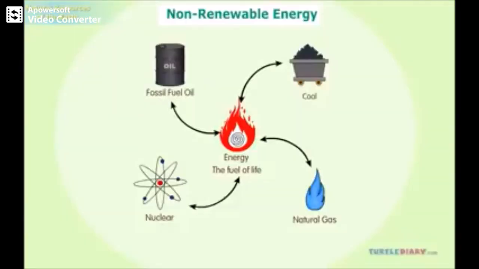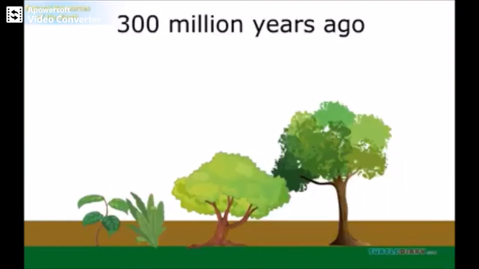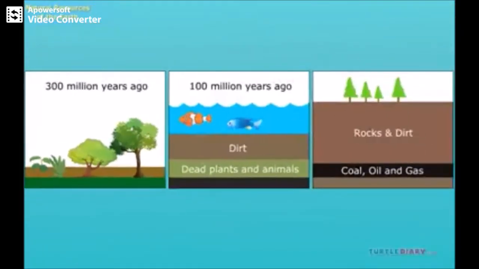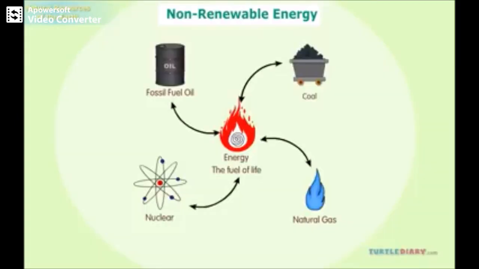But some resources take a very long time to make. We have to be more careful with these. Coal and oil were created from plants and animals that lived very long ago. They died and were buried under the earth. After millions of years, they became coal and oil. Because we can't make more of them, we may run out of them. Such resources are called non-renewable. So, non-renewable resources are those resources which take time to be replaced.